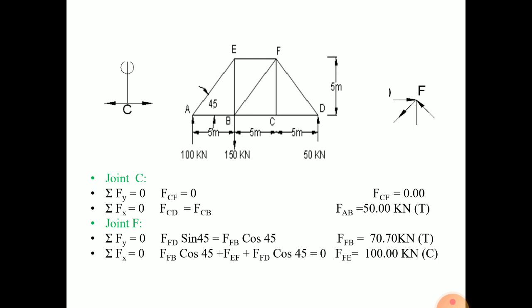Then considering joint F, FFE sin 45 will be equal to FFB cos 45. Therefore FFB will be equal to 70.7 kilonewton tensile. And horizontally, if we resolve, FFB cos 45 plus FEF plus FFD cos 45 must be equal to 0. From this we get FEF is equal to 100 kilonewton, which is compressive.